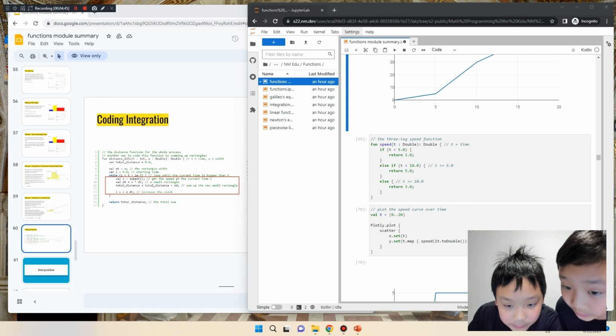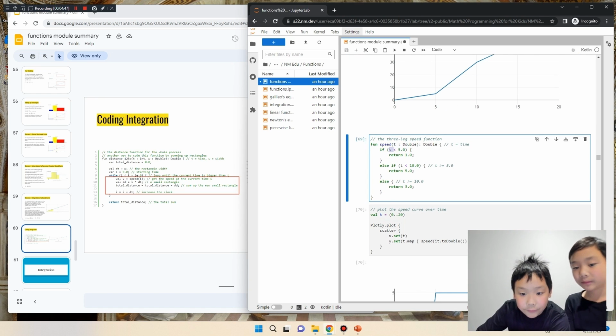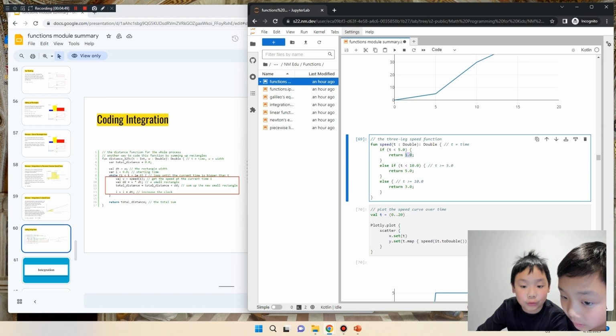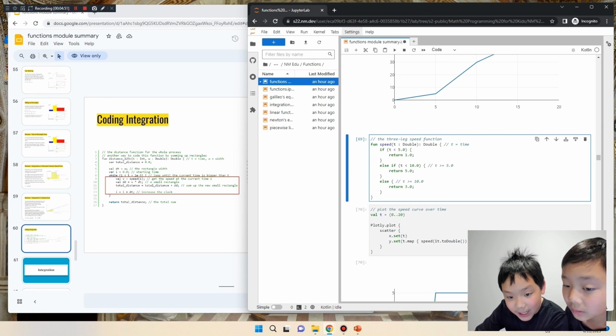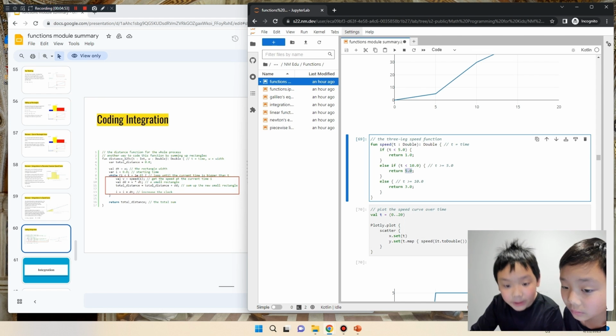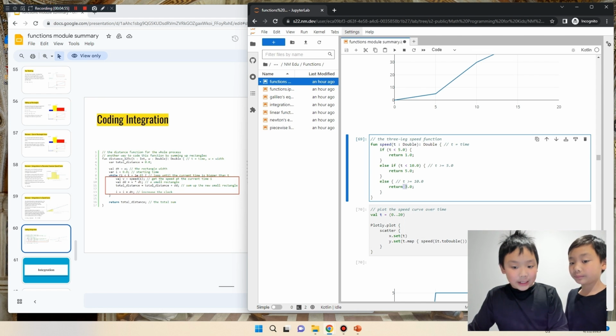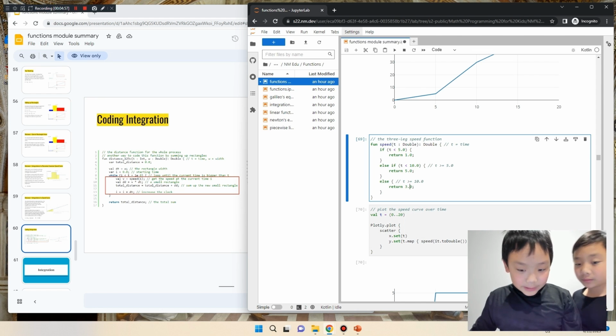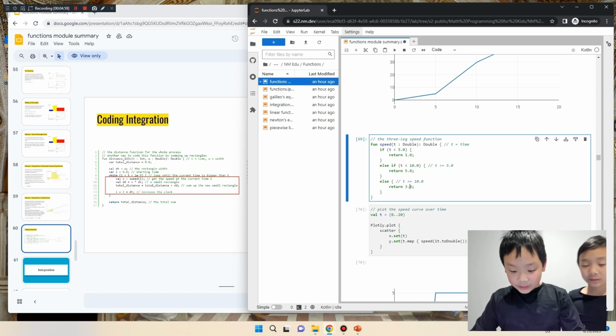So this basically means if t is smaller than 5, then you need to return 1, always 1. If t is smaller than 10, then you always return 5. And if t is bigger than 10, then you always return 3. This is basically what it means. That's literally all it does.